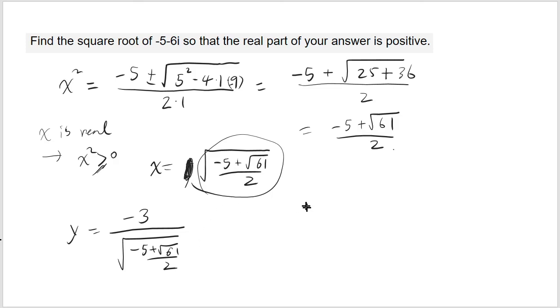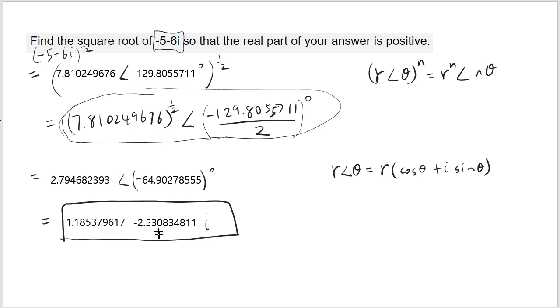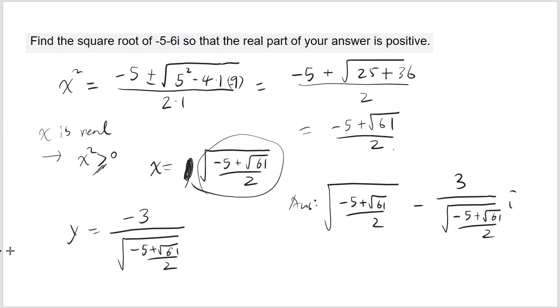So that's it. Therefore, the answer must be the square root of negative 5 plus radical 61 over 2, minus 3 over the square root of negative 5 plus square root of 61 over 2, times i. And then we can use the calculator to actually compute these, and you'll find it to be exactly the same as what we got in the previous one. Since I think we've done enough calculators, I think this should be a good place to stop.